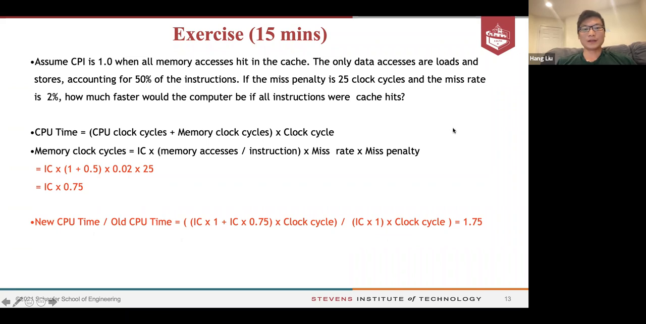So that means even though we only have a 2% miss rate, because the penalty is very high, 25 clock cycles, you can see a 1.75 times slowdown. Or if you get it faster, it's 1.75 times faster, just by removing 2% of the miss rate.